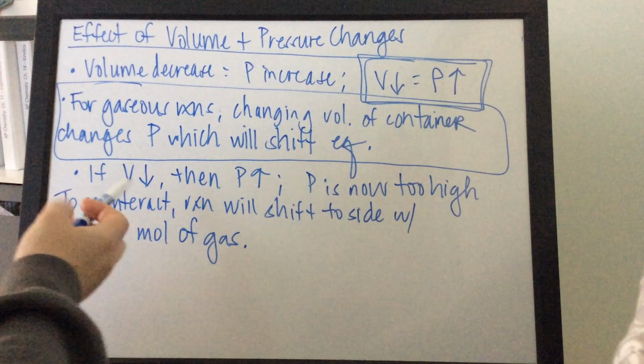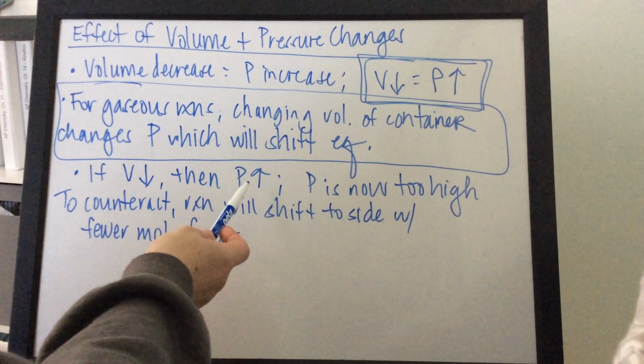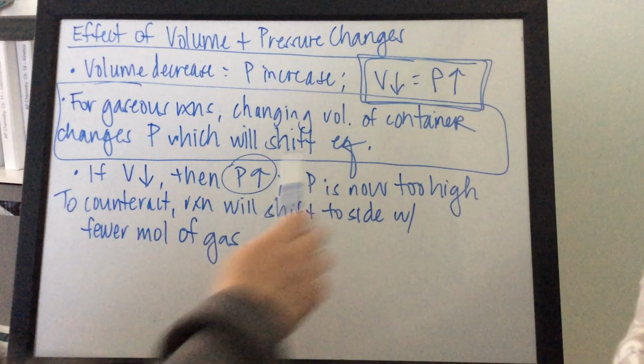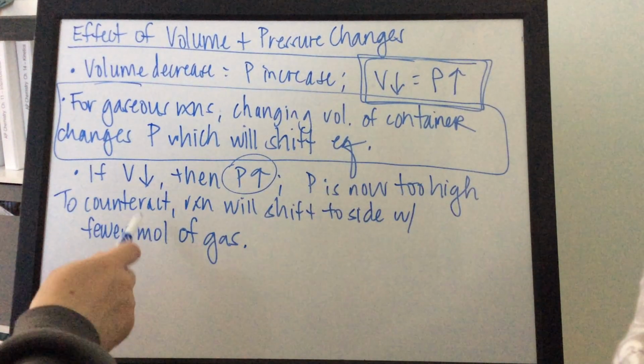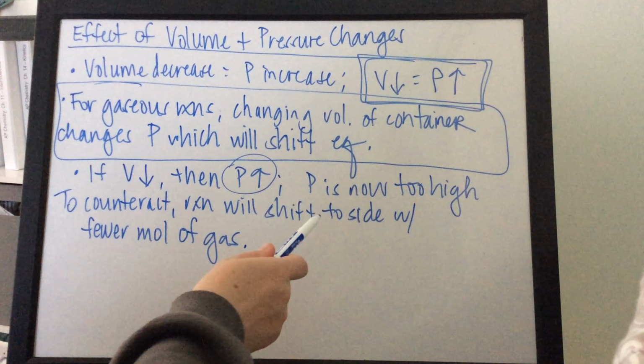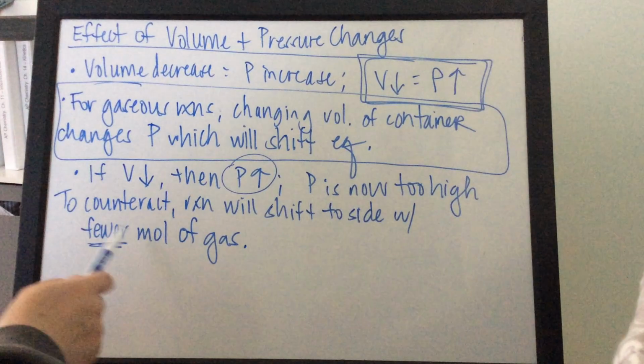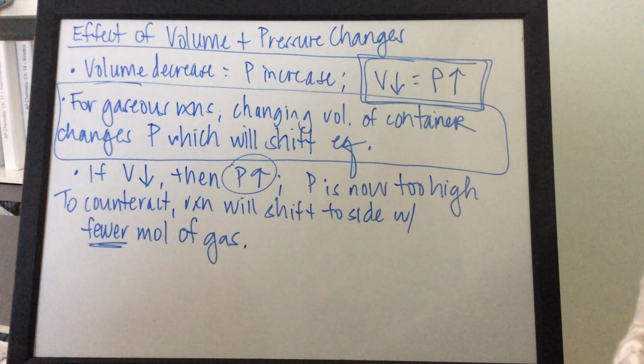All right, so if the volume decreases and the pressure increases, it's inversely proportional. Pressure is now too high. We've increased the pressure. To counteract that stress, the reaction is going to shift to the side with fewer moles of gas, because we know fewer moles of gas will bring the pressure down.